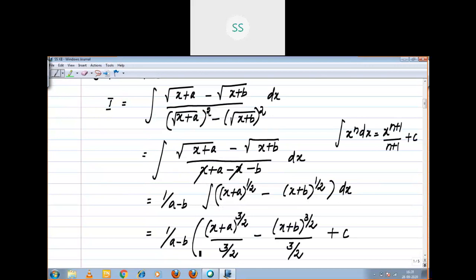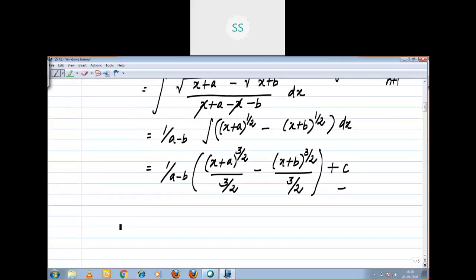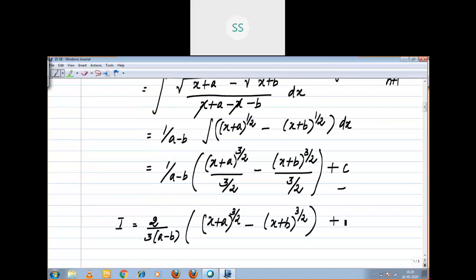The 1 by a minus b is common. If you want, you should take 2 by 3 as common, 2 by 3 outside, and write the format. I equal to 2 by 3 into a minus b bracket x plus a the whole power 3 by 2 minus x plus b the whole power 3 by 2 plus c. Got it, children? I hope you people understood, right?